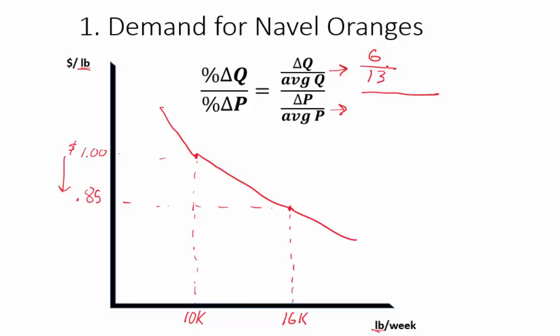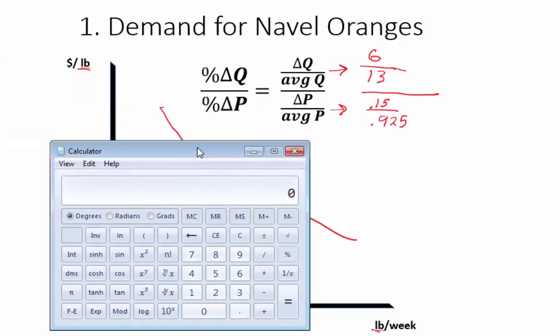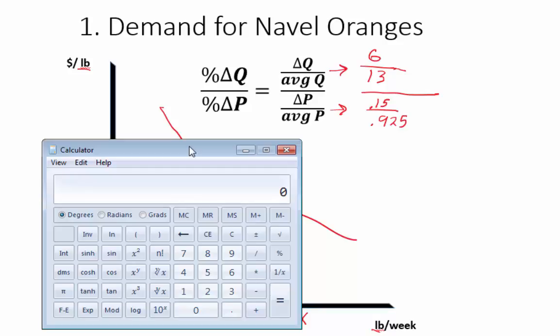And I don't need to write the zeros in there. I could if I needed to, but either way, the division problem will be the same. My delta P is 15 cents. And my average P is going to be the midpoint between those, or the average, 0.925. Simply perform the calculations. So the numerator is 6 divided by 13, 0.46. We can round this. And the denominator is 0.15 divided by 0.925, 0.16. Do that, and we work out to an elasticity coefficient of 2.875.